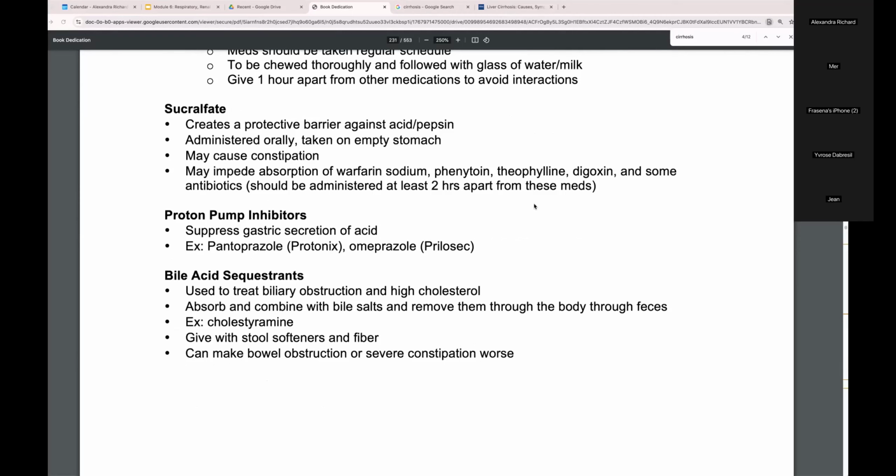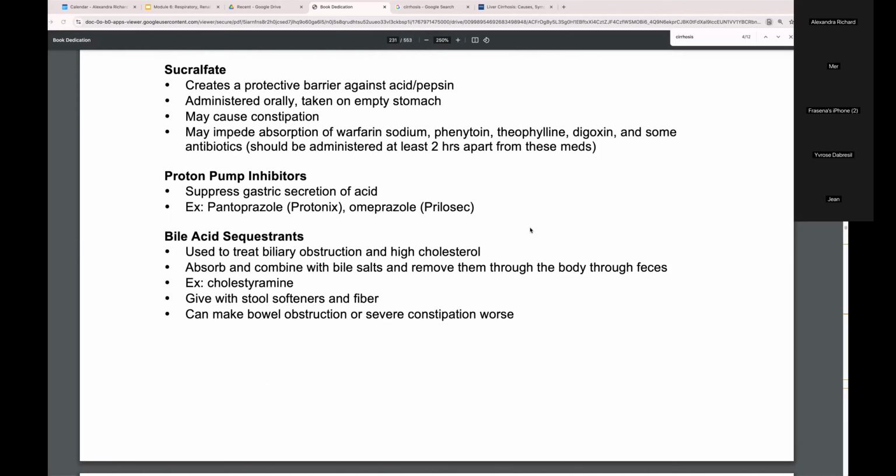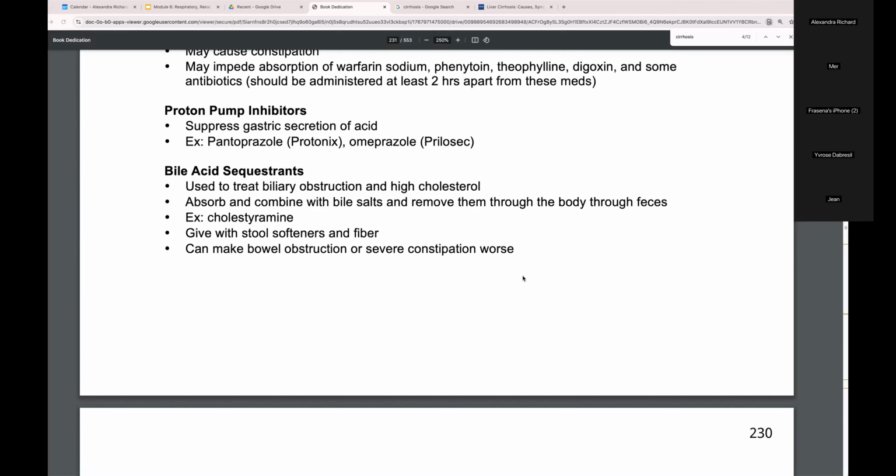Proton pump inhibitors, there's nothing really crazy you have to know about them, but just know, pantoprazole and omeprazole suppress gastric secretion of acid. So they're very helpful again in people with ulcers and GERD. Next up is your bile acid sequestrants like cholestyramine. They're used to treat biliary obstruction and high cholesterol. I would just know that they cause constipation. So you're probably going to have to give them with stool softeners.